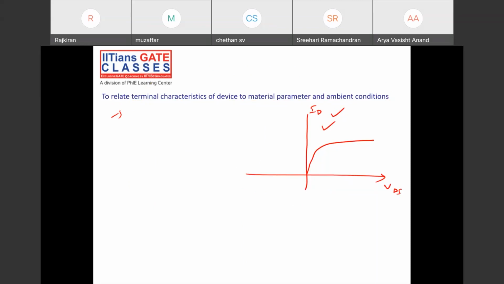They want our device to work like a current source because ID is constant. Okay, fine. So okay, this is one answer.